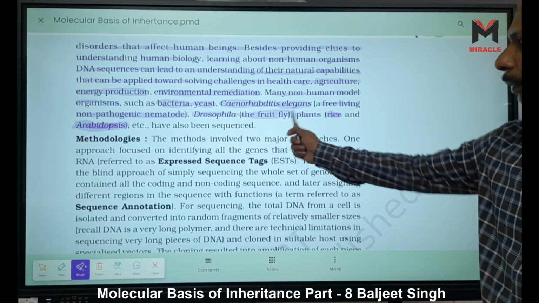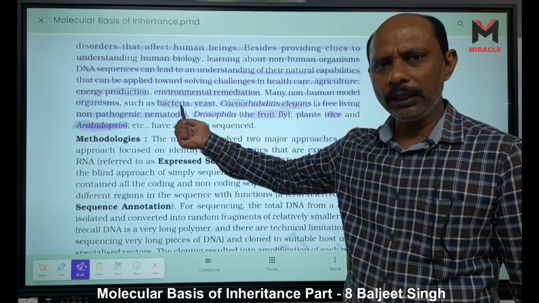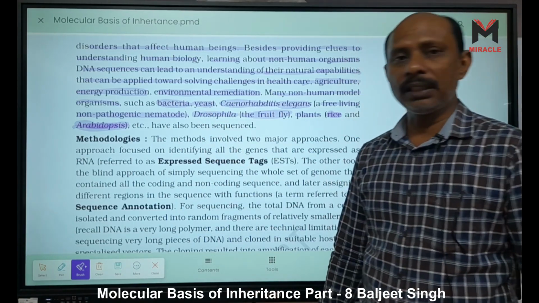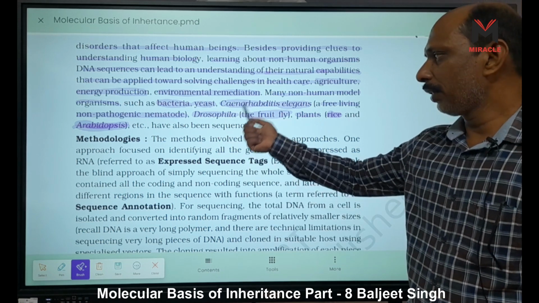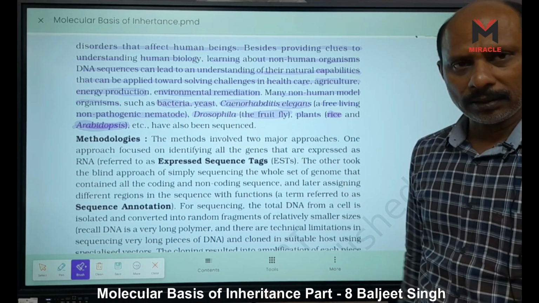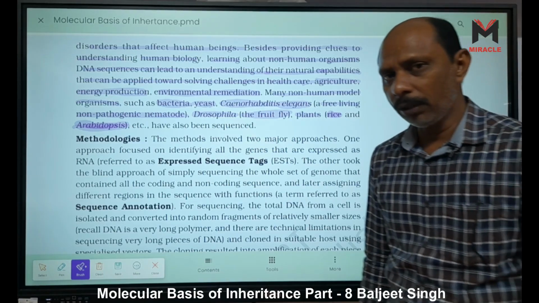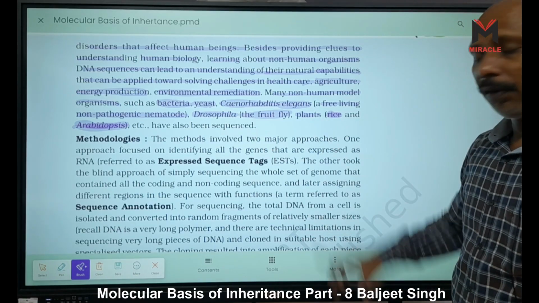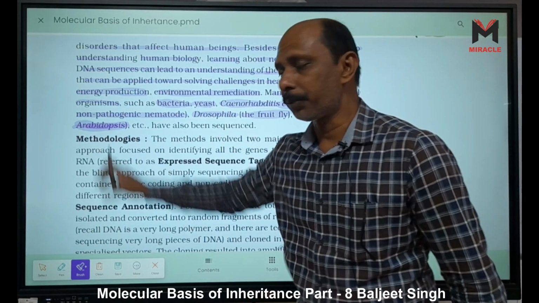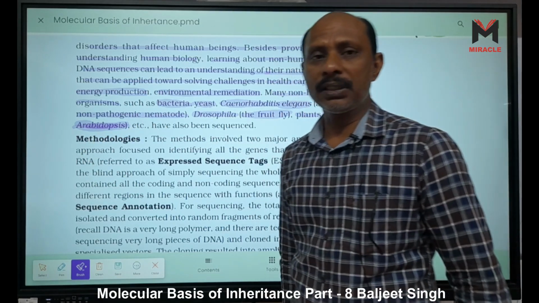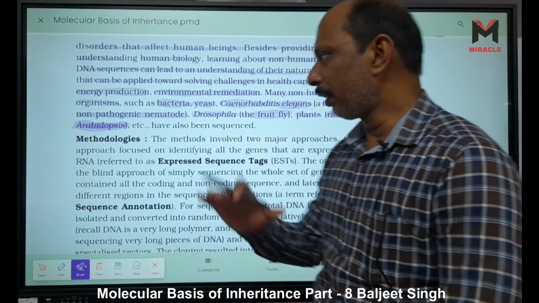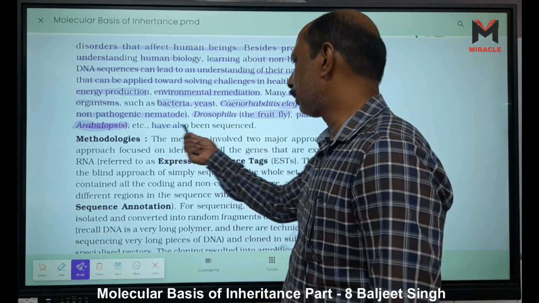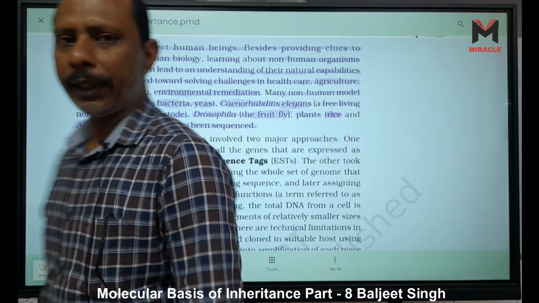So, do you understand what is given here? The first bacteria is E. coli, that is sequenced. First bacteria means first prokaryotic cell. First eukaryotic cell means yeast, Saccharomyces cerevisiae, sequenced. First animal is Caenorhabditis elegans, a free living nematode, non-pathogenic. Another one is Drosophila, right? First plant is Arabidopsis, not rice. First plant is Arabidopsis, the small mustard plant. A small variety of mustard plant, and then after that rice, have also been sequenced. Okay.